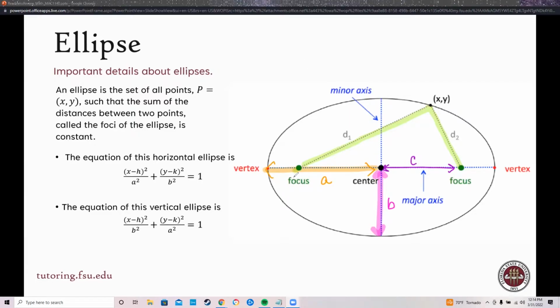The equation of an ellipse is as follows right here. This is for a horizontal ellipse, and this is for a vertical ellipse. You notice the thing that changes is the denominators. This ends up being b squared, where this used to be a squared, and then this is a squared, where this used to be b squared.